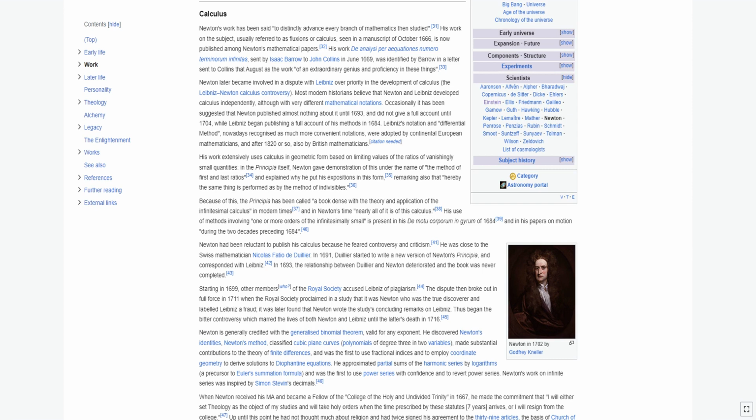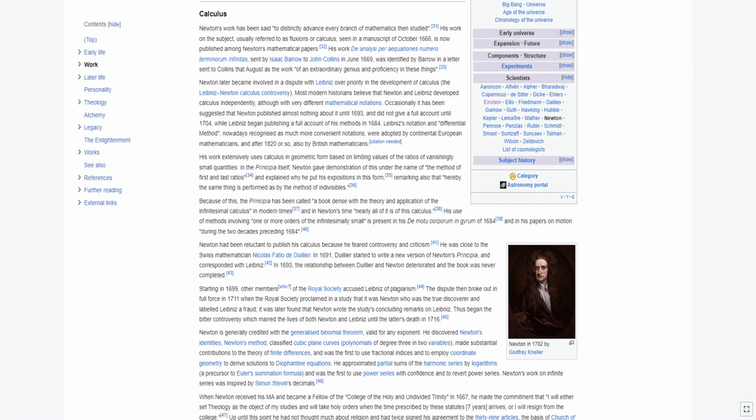Newton had been reluctant to publish his calculus because he feared controversy and criticism. He was close to the Swiss mathematician Nicolas Fatio de Duillier. In 1691, Duillier started to write a new version of Newton's Principia, and corresponded with Leibniz. In 1693, the relationship between Duillier and Newton deteriorated, and the book was never completed.